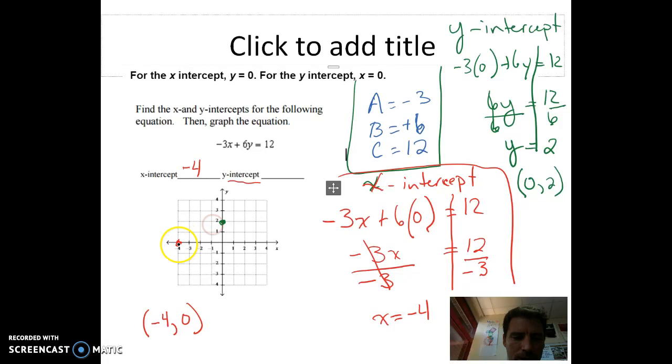Goes through those 2 points. Come on, like that. There's my line. Not bad. So using x and y intercepts, I can plot them on my coordinate plane, draw the line, and now I have a graph.